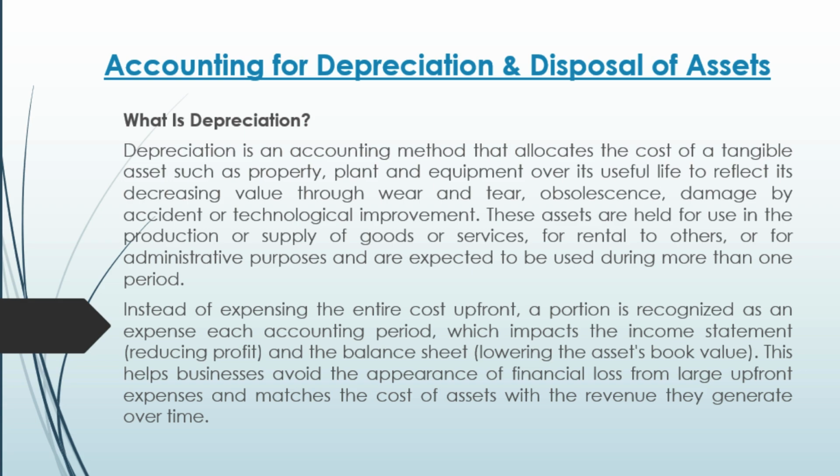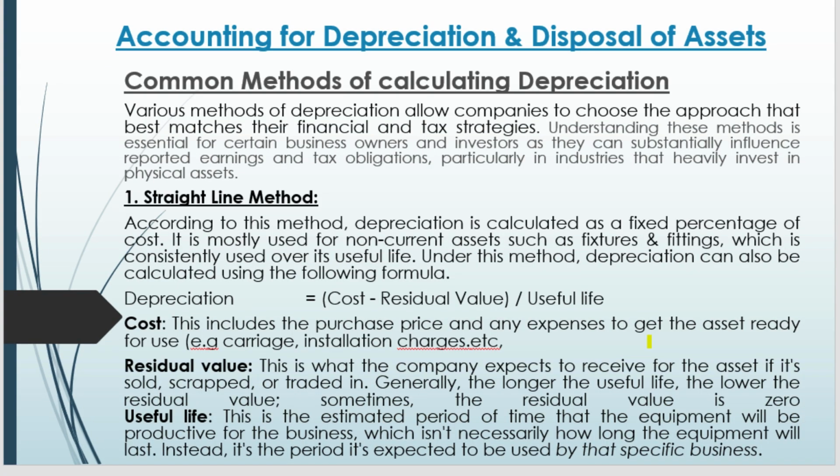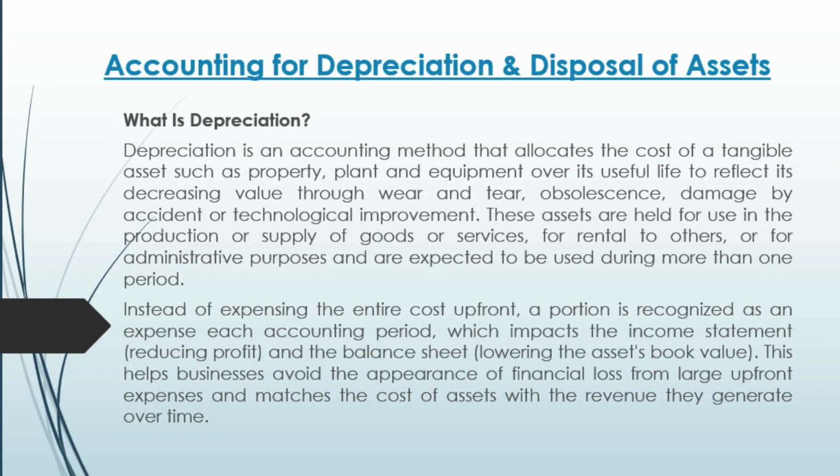Accounting for depreciation and disposal of assets. What is depreciation? Depreciation is an accounting method that allocates the cost of a tangible asset, such as property, plant, and equipment, over its useful life to reflect its decreasing value through wear and tear, obsolescence, damage by accident, or technological improvement. These assets are held for use in the production or supply of goods or services, for rental to others, or for administrative purposes, and are expected to be used during more than one period.